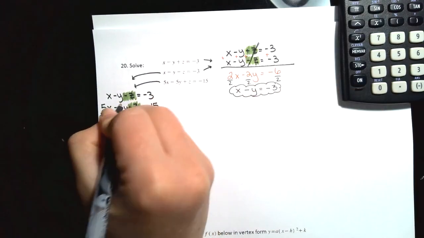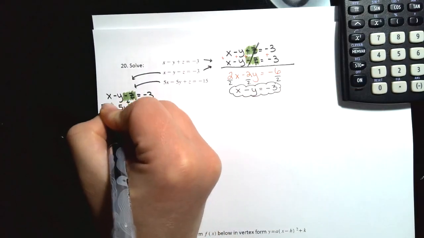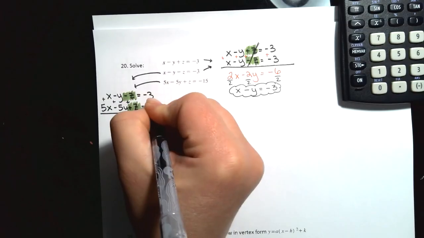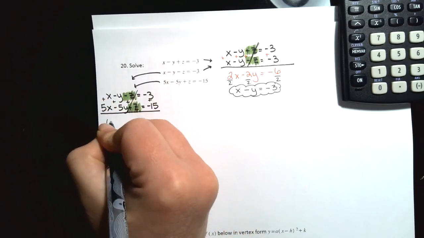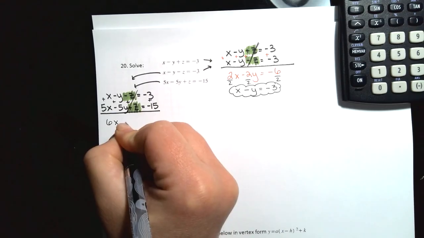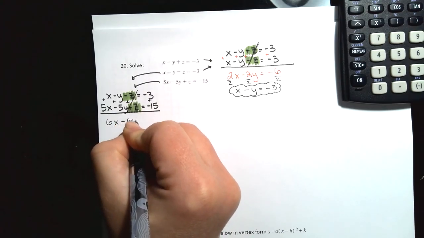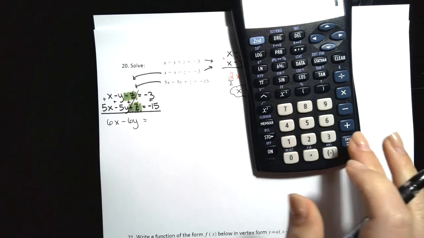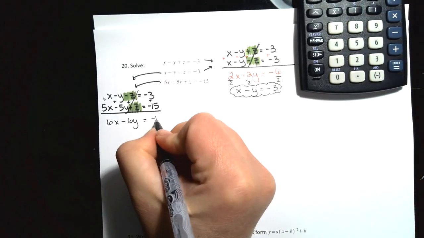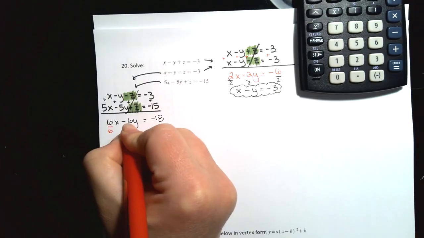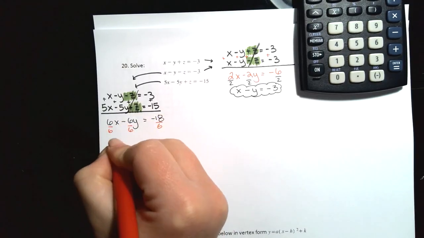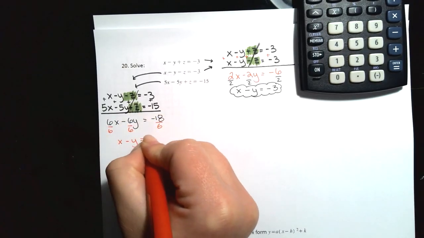Here again, we are going to be adding. Double check whether you're adding or subtracting. That removes your z's. I get 5 plus 1 is 6. Negative and negative 5 gives me a negative 6y. Negative 3 and a negative 15 gives me a negative 18. Simplify if you can. So I'm going to divide everything by 6. So I get x minus y equals negative 3.